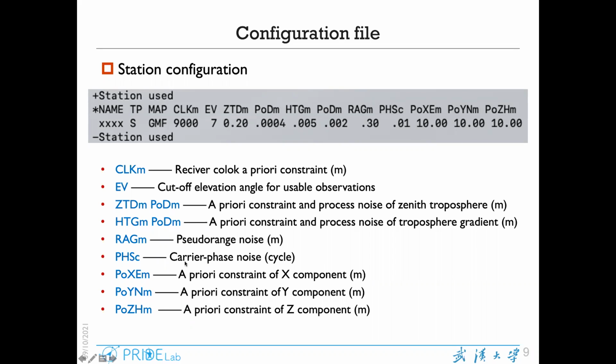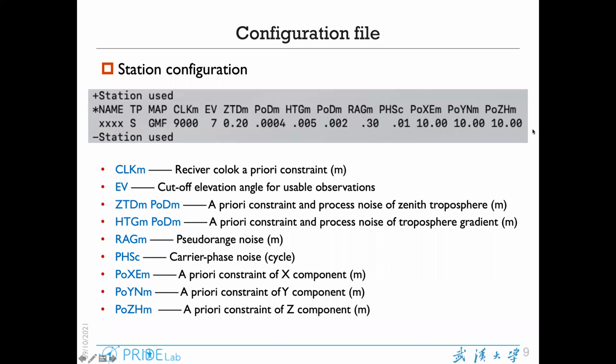Then we come to the range noise and the carrier phase noise. So these are the two very important quantities to decide the weight of your observations in the processing. So the default value for range noise is 30 centimeters, and the default noise for carrier phase observation is 0.01 cycle. So their relative ratio of their weight is about 100 to 1.